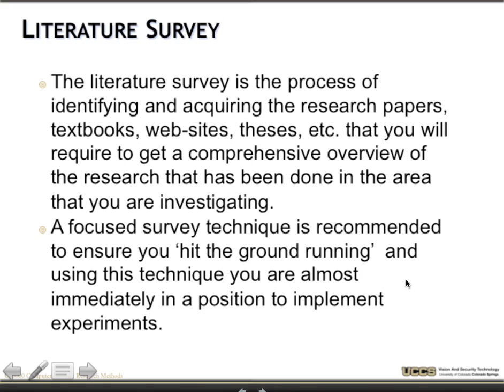So using this technique almost immediately puts you in a position to implement some experiments, if you can find a good open field where someone's not working and there's an unsolved problem. But to do that, you have to survey lots of space.